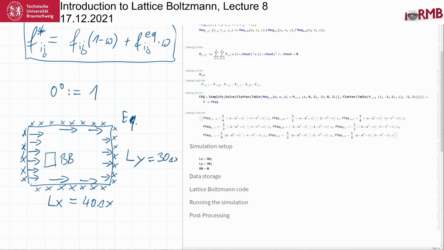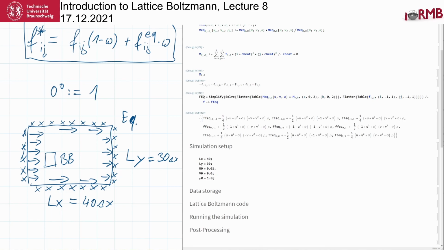The velocity I set to 0.01, in lattice units, of course. We have a v0, which I set to 0.0. We have a rho 0 density. Important: the density must not be 0, otherwise we divide by 0, and that's not good. So we usually set this to 1.